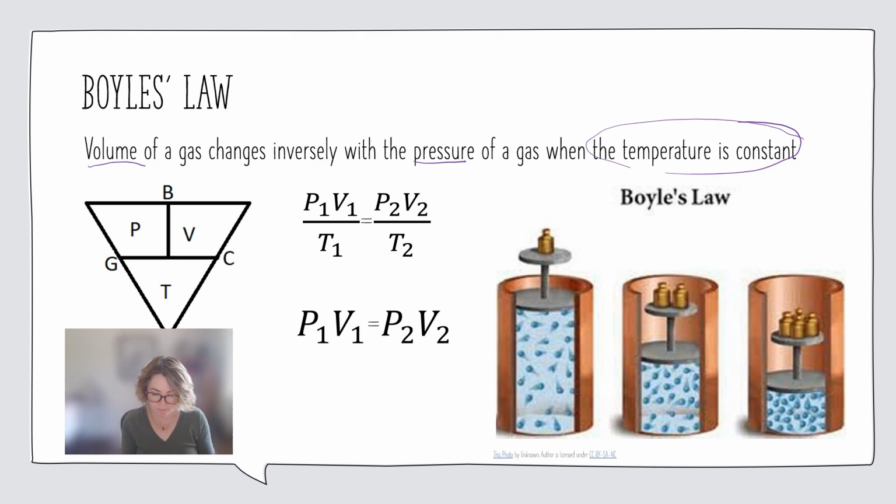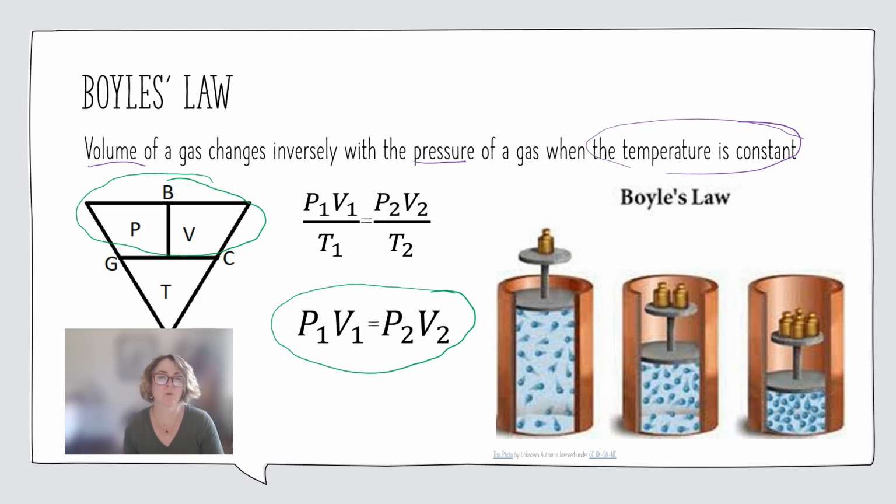When we're talking about Boyle's law, and this is one of the reasons why I like the inverted triangle, if I'm interested in just Boyle's law, well, Boyle's law involves pressure and volume. And so the equation for Boyle's law is P1V1 is equal to P2V2. Remember that your temperature is held constant, so that temperature essentially gets factored out of the combined gas law.